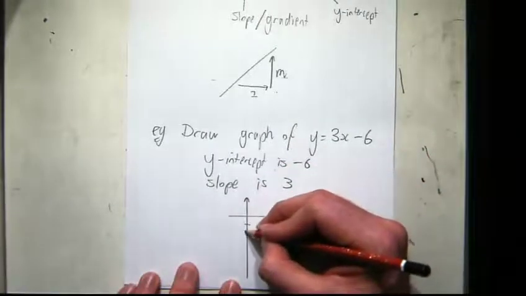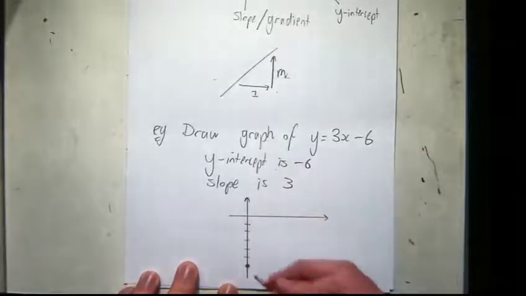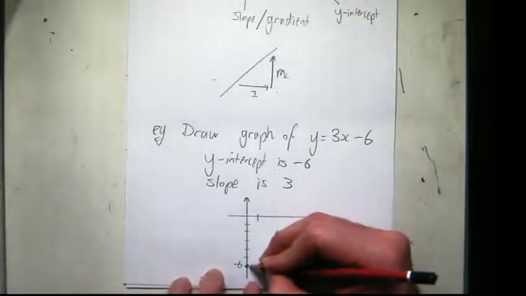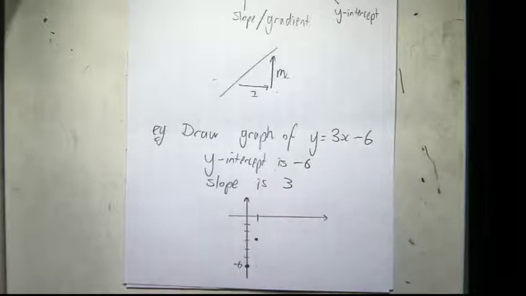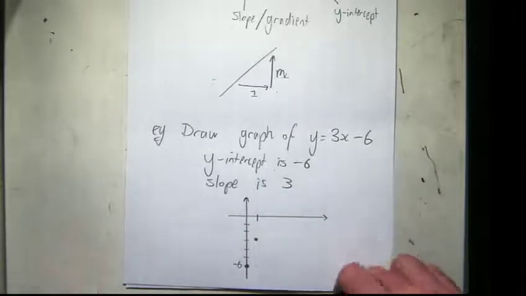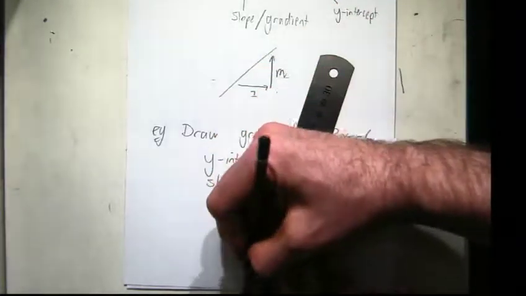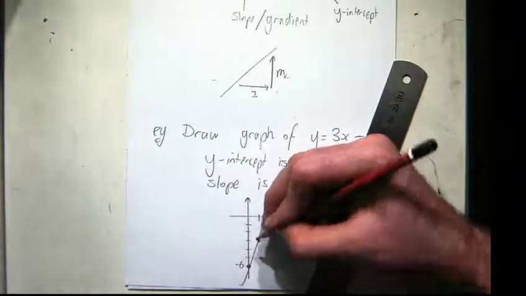So I know that 1, 2, 3, 4, 5, 6, that's the y-intercept there at minus 6. And the slope is 3, which means that for every 1 across, it goes up 3. So if I go across 1, 2, it goes through there. Because for every 1 across, it goes up 3, because that's what the slope means. So I can just connect those 2 points together, and that is my line. Once you've got 2 points, you can draw a line.